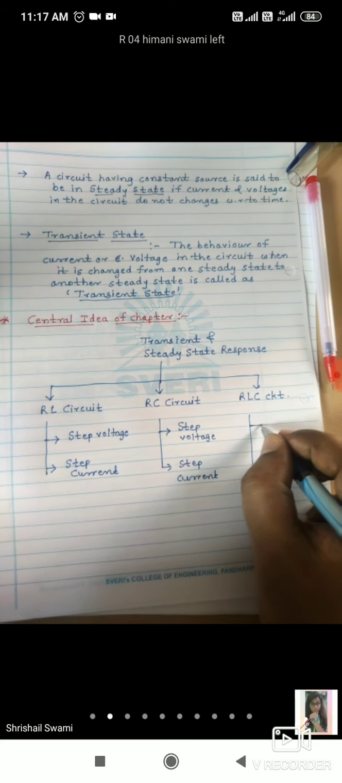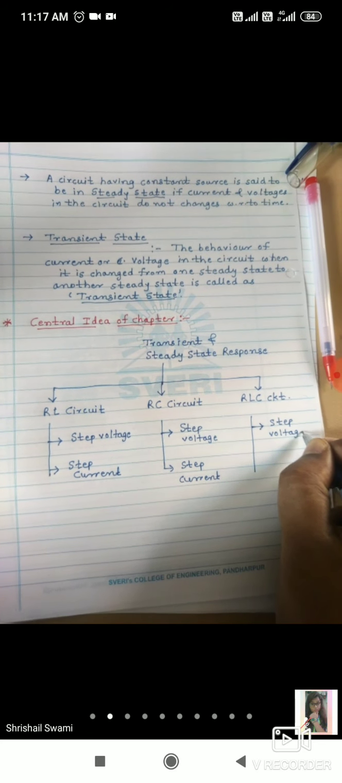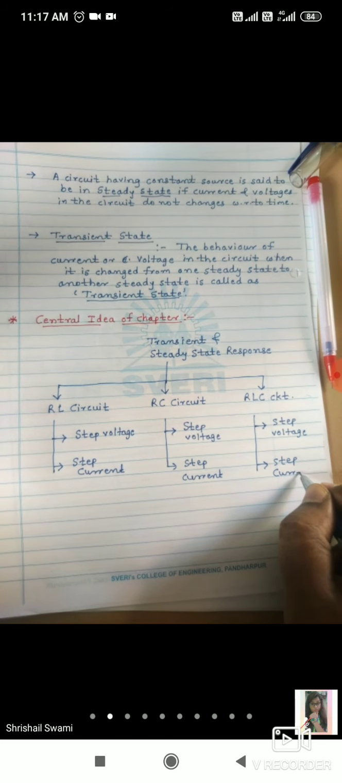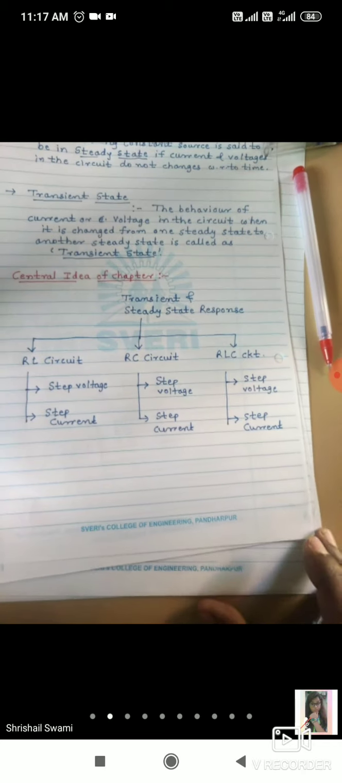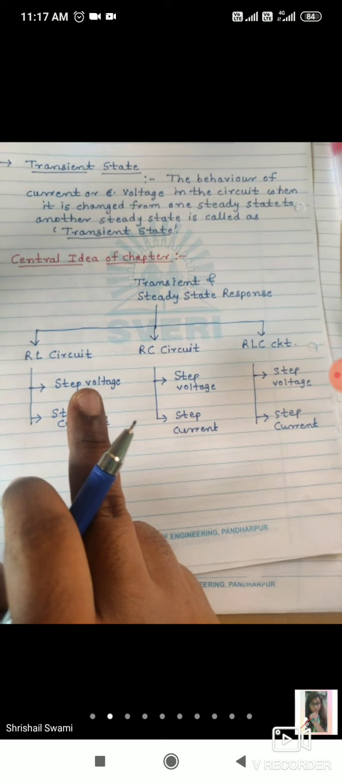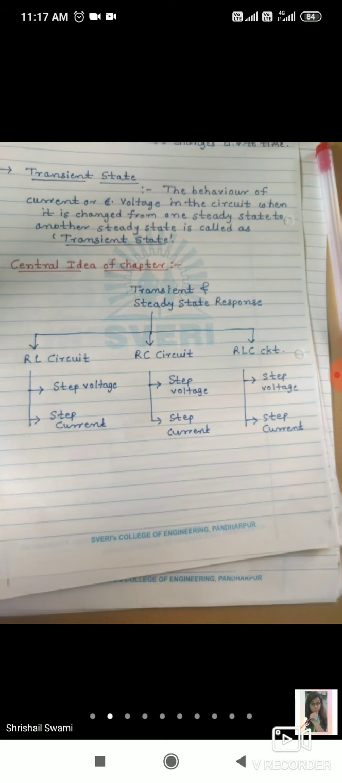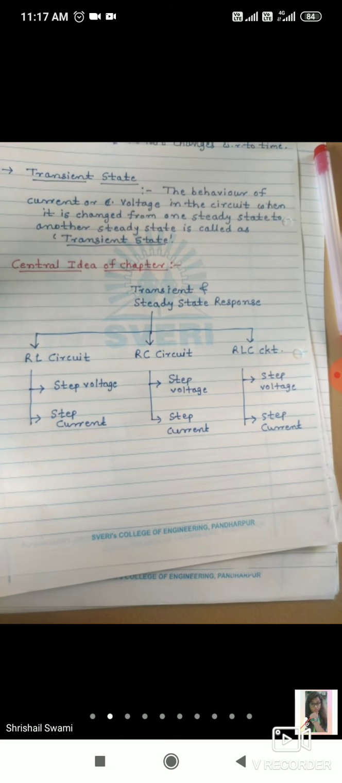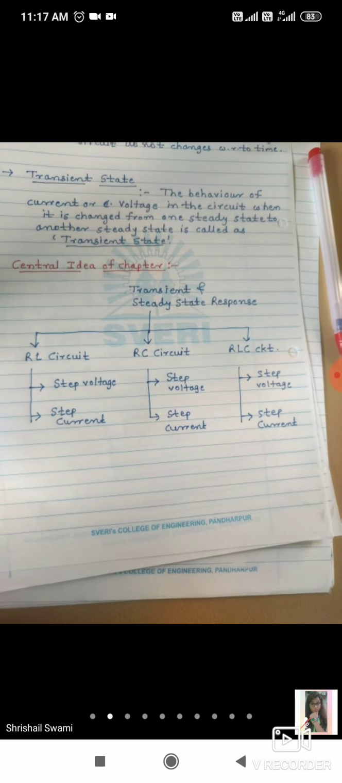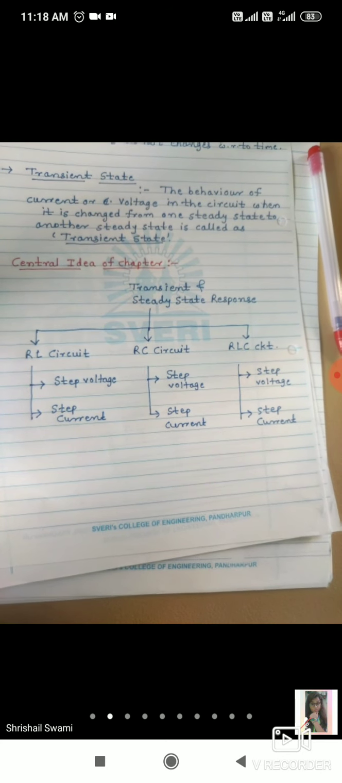And here also we are going to learn step voltage and step current. So this will be the overview, the central idea of the chapter, what we are going to learn. We are learning the application of step voltage as well as step current for each and every type of circuit, that is RL, RC and RLC. Then, based on the formulas, we are going to solve numerical problems based on all transient response for all types of circuits.